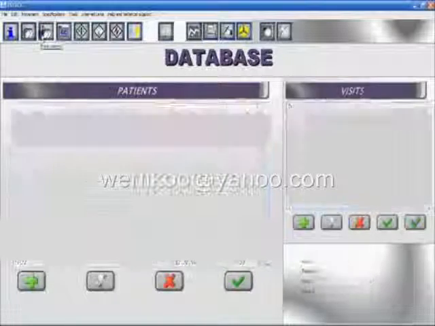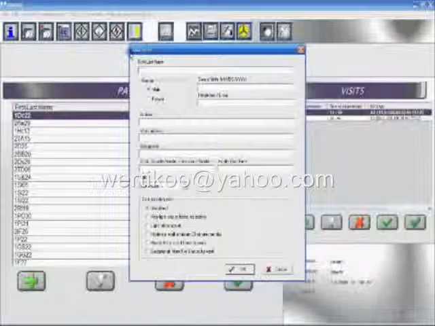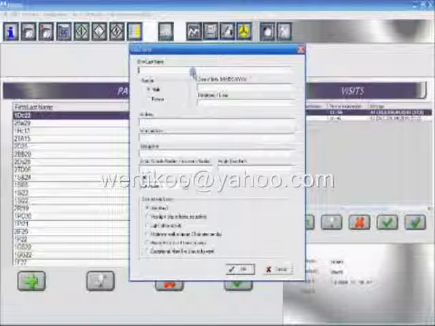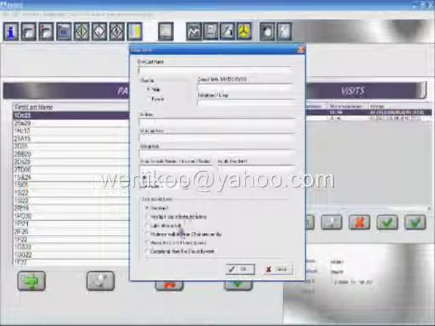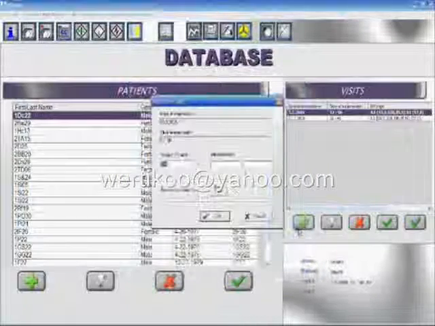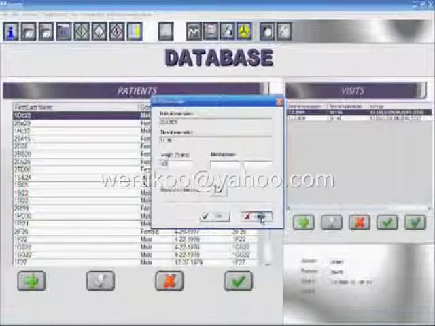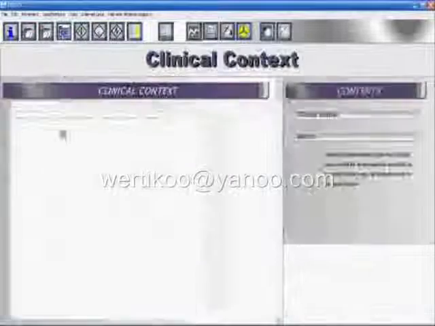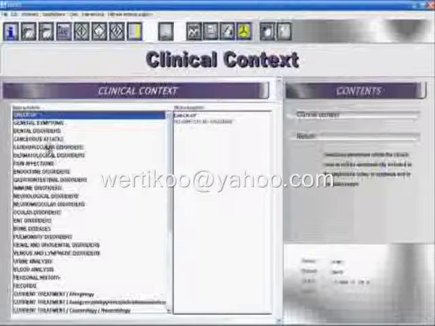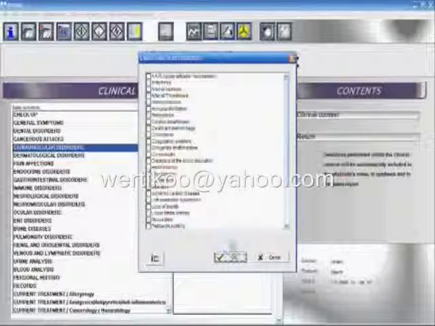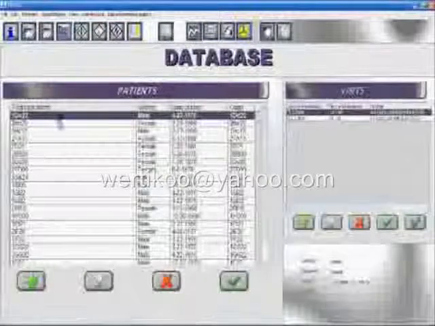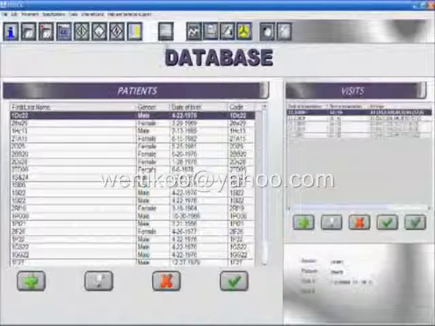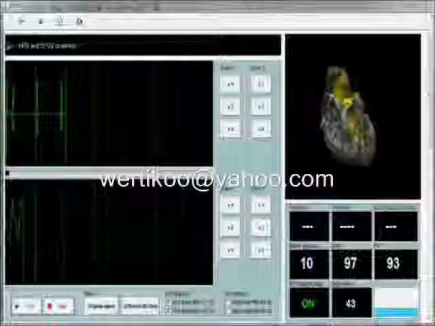To perform a measurement, the doctor only needs to record basic information from the patient: the name, gender, age, height, activity level, weight, and clinical context, if any. The measurement takes a few minutes, and the practitioner can immediately access the results.